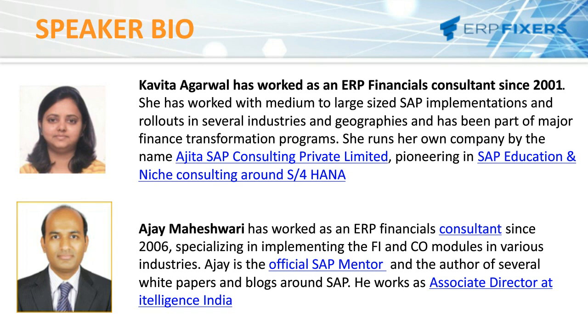AJ Maheshwari has worked as an ERP financials consultant since 2006, specializing in implementing FI and CO modules in various industries. He's an official SAP mentor, and he's the author of several white papers and blogs in SAP, and he's worked as associate director at iTelligence in India.